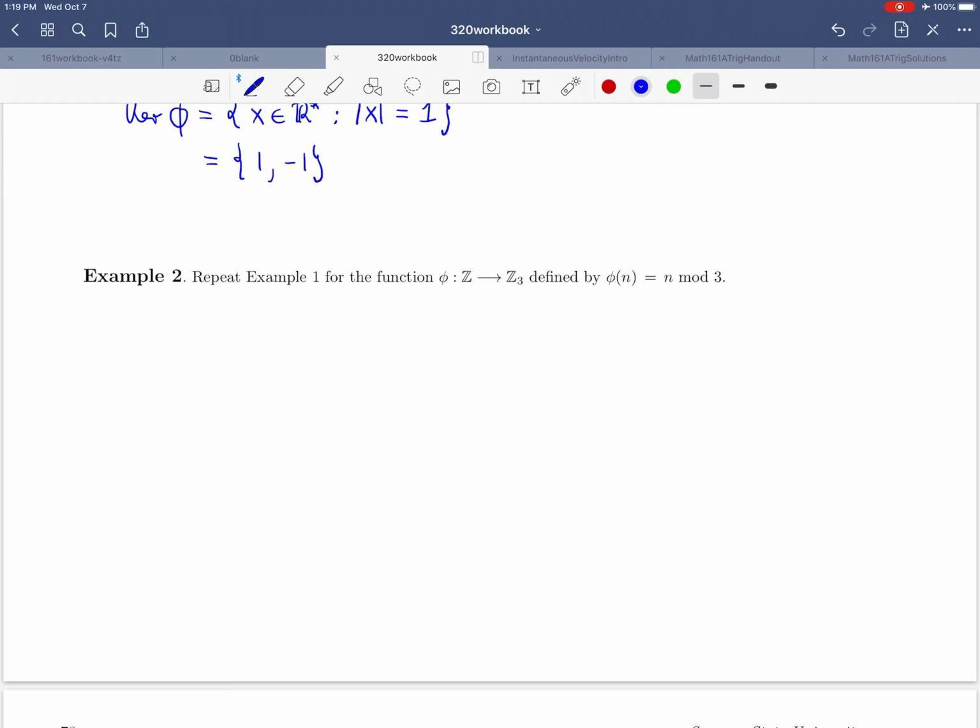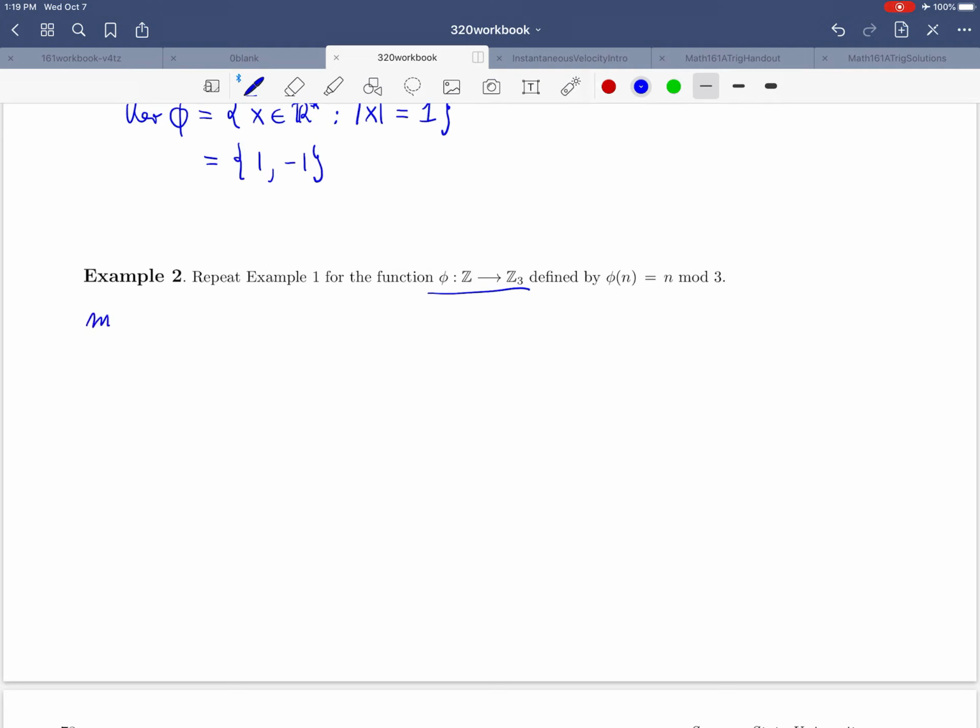So in example 2, we are looking at another homomorphism, phi, a map from Z to Z3, defined by phi of n equals n mod 3, and we want to show again that phi is a homomorphism, and we want to find the kernel. Okay, so first, to show that it's a homomorphism, we have to show that phi preserves the operation, and our operation here is addition mod 3.